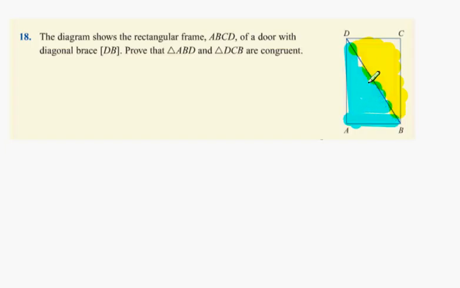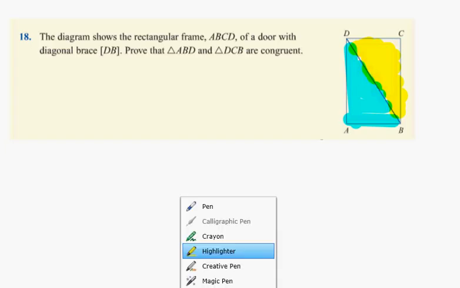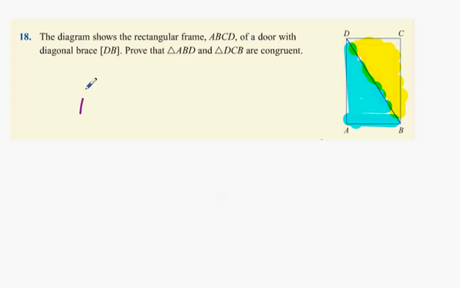Are you alright with that? Okay, yeah. Yellow versus grey. Sorry, yellow versus blue. Right. Next thing you do is you write down both triangles. You write down triangle ABD here, and then you write triangle DCB here.